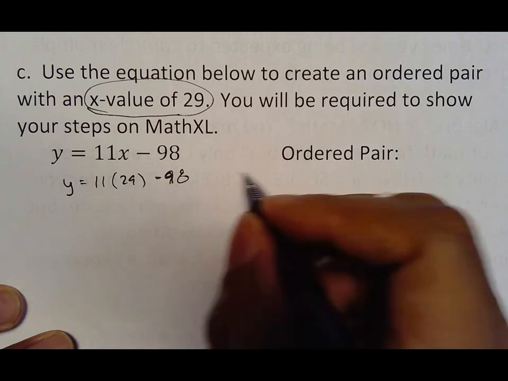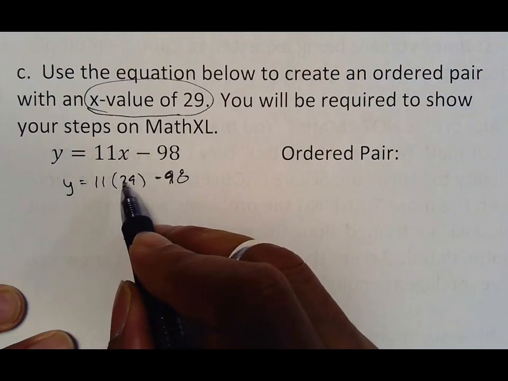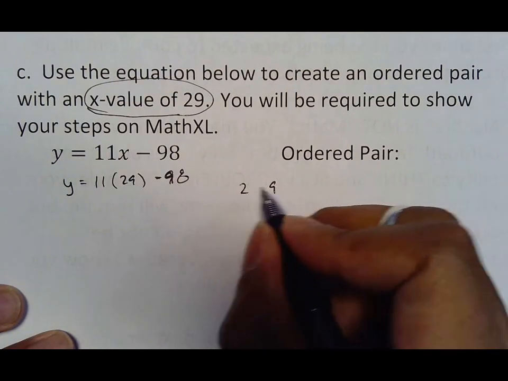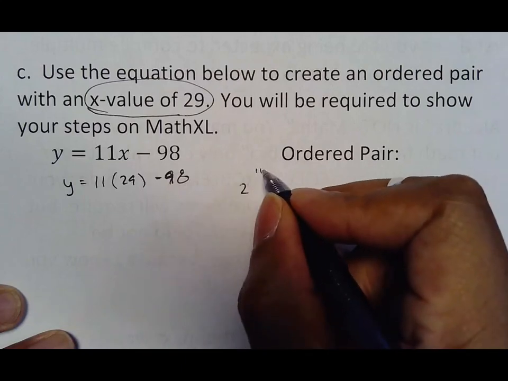$221. That's right, because I added 1 to make the 9. Anyway, so y equals 221. And so from there, again, what you do is you take your x, you take your y, and you put them in ordered pair form. So (29, 221). And there you go. All right.